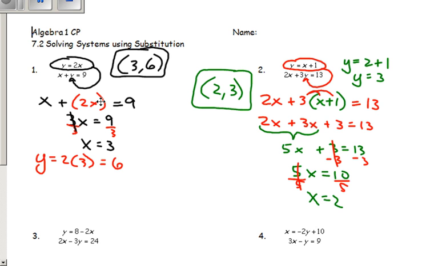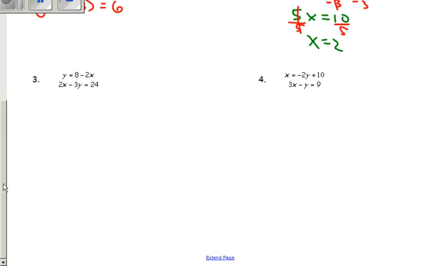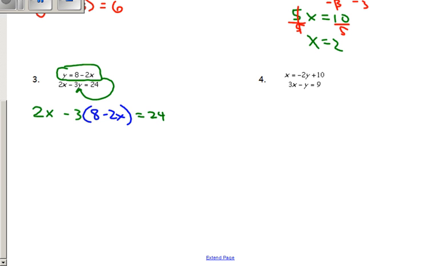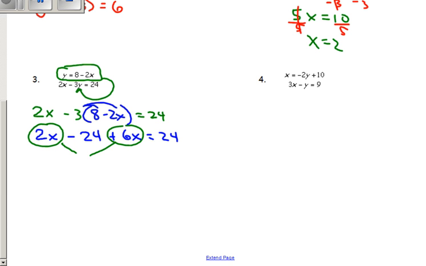Okay. So now just 2 more examples of how to do substitution. Number 3 here again, I have y equals 8 minus 2x, so I'm going to substitute that in for the y. 2x minus 3 times 8 minus 2x equals 24. Okay, got to be sure that we distribute here. 2x minus 24 plus 6x equals 24.